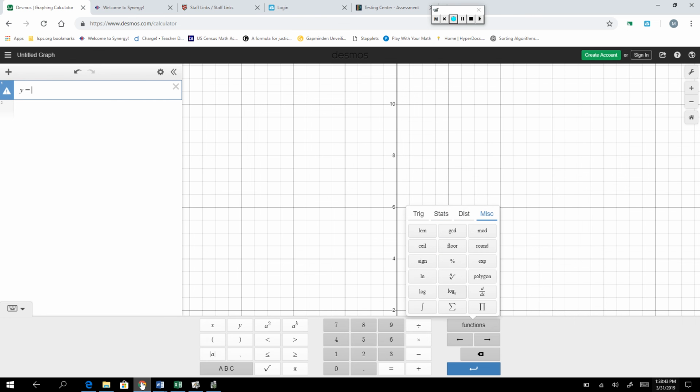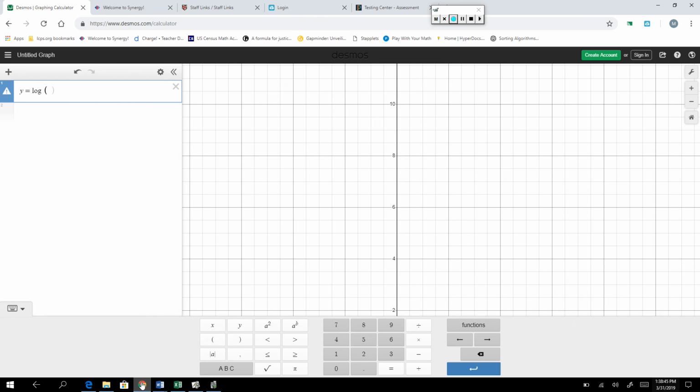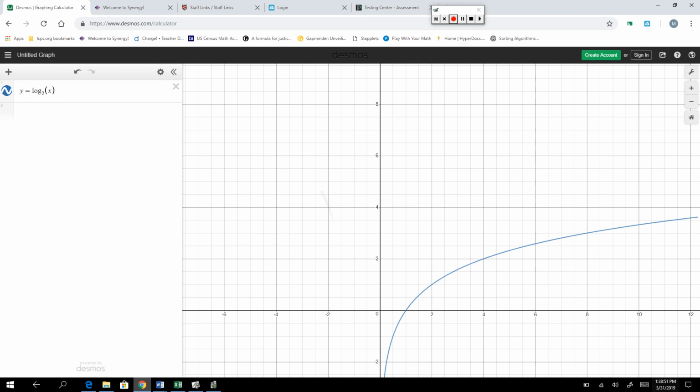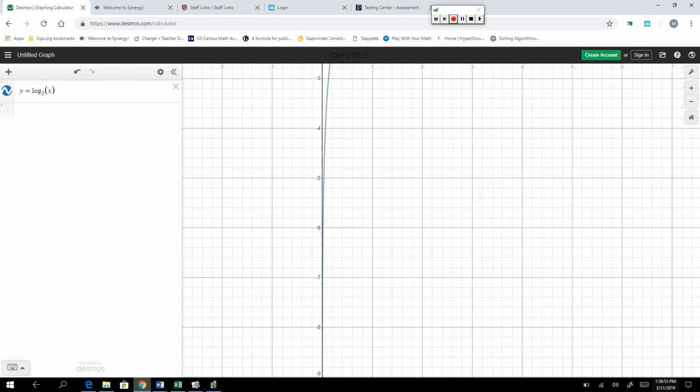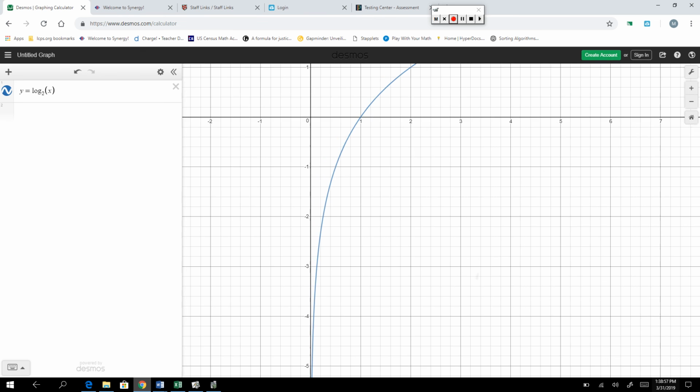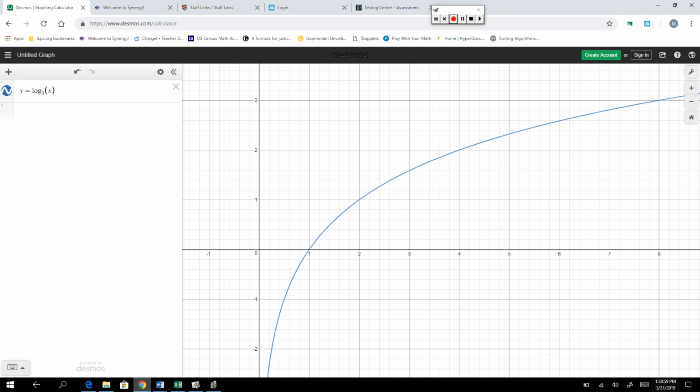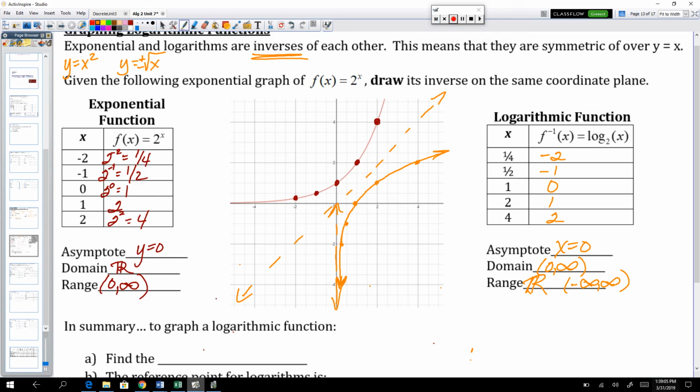Log. Now let's go ahead and do log base 2 just for fun. So we'll do log base 2 of x. And if you look, it actually does not cut it off for you. See how it just gets closer and closer? It doesn't cut it off for you like the calculator does. So that's one advantage that desmos.com/calculator has over and above our calculators.